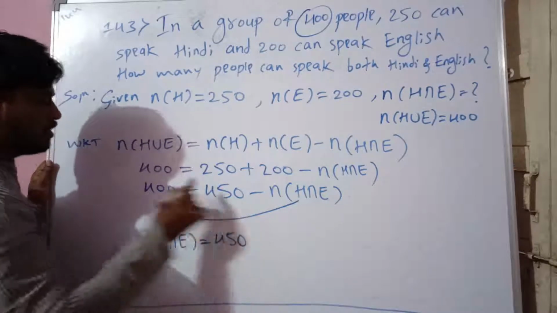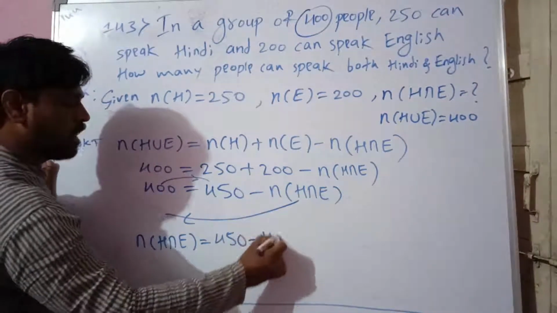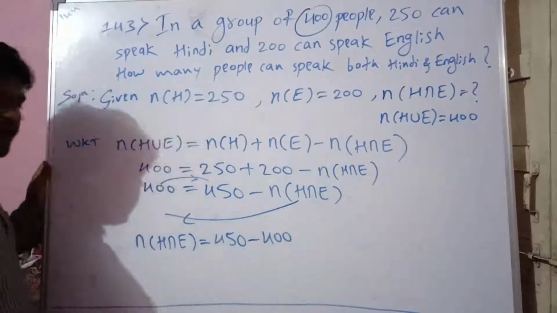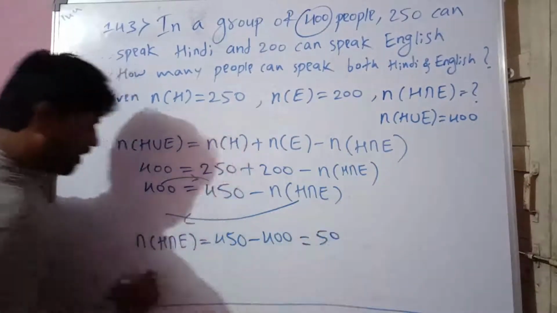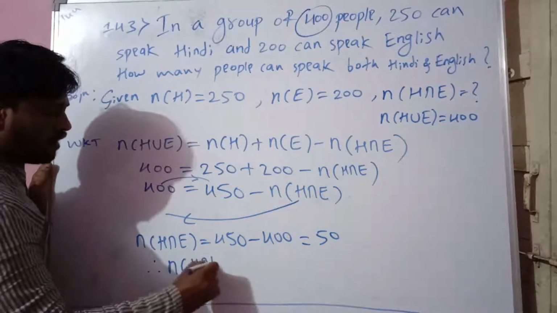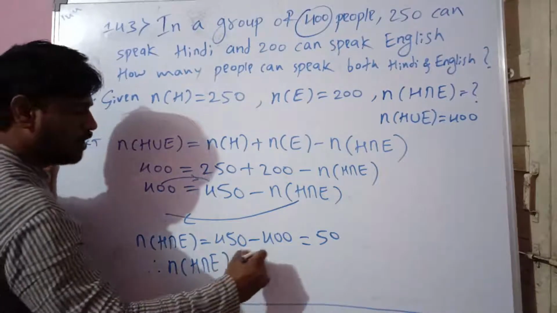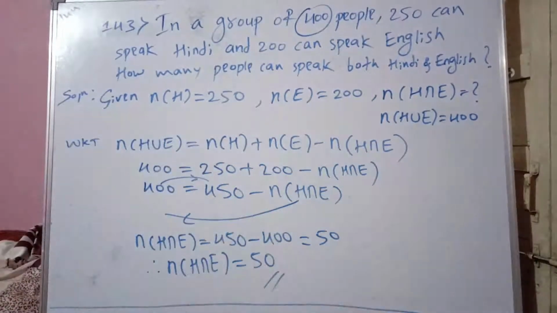450 as it is, take 400 in RHS, that becomes minus 400. Difference of these two gives 50. Therefore our required answer is n of h intersection e becomes 50. So that is we want to calculate n of h intersection e.